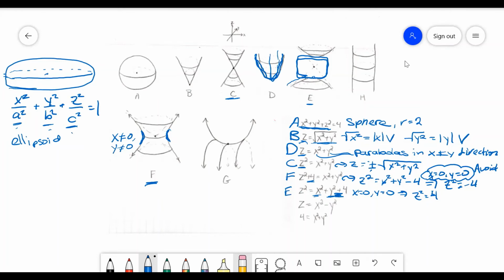So I want to highlight that these three right here, C, F, and E, and then that z squared equals x squared plus y squared, z squared plus 4 equals x squared plus y squared, and then z squared equals x squared plus y squared plus 4, those are all related. And the first one is a cone, or the double cone, and then F is what is called a hyperboloid of 1 sheet, and then E is what is called a hyperboloid of 2 sheets. And they all are related in how this constant that we add here changes.